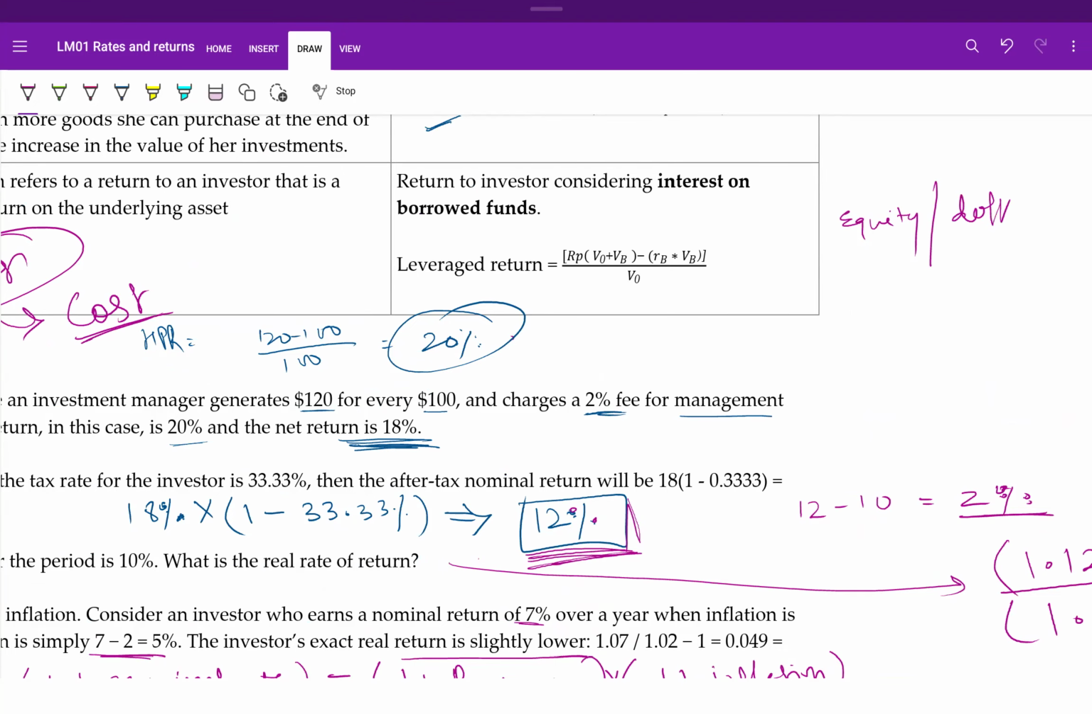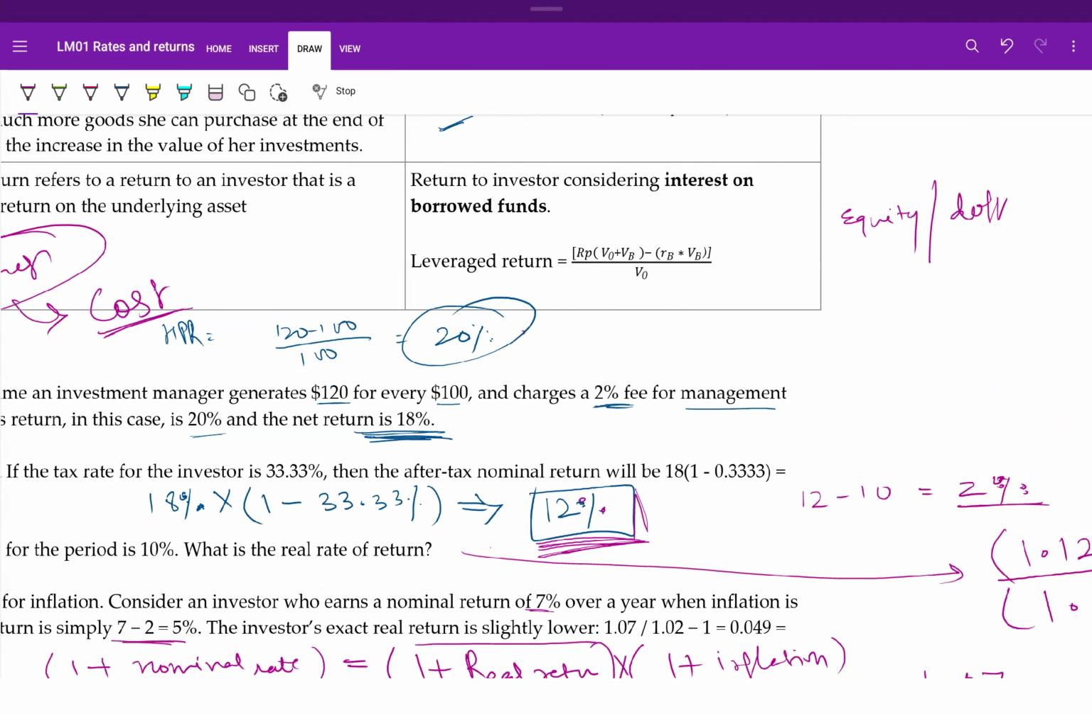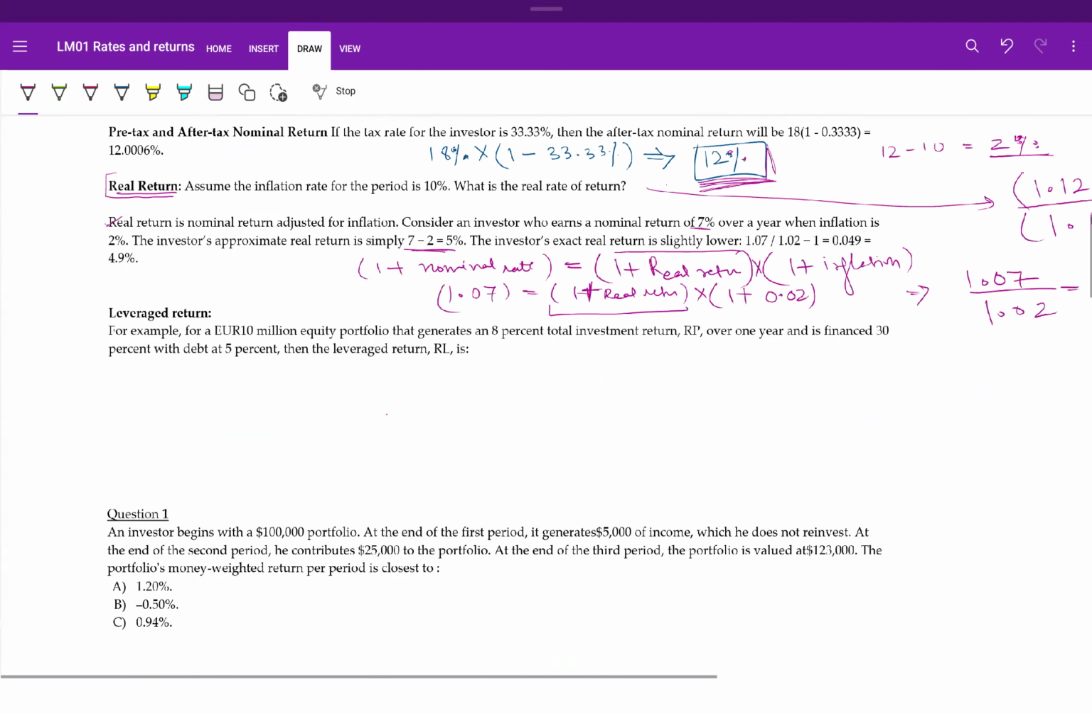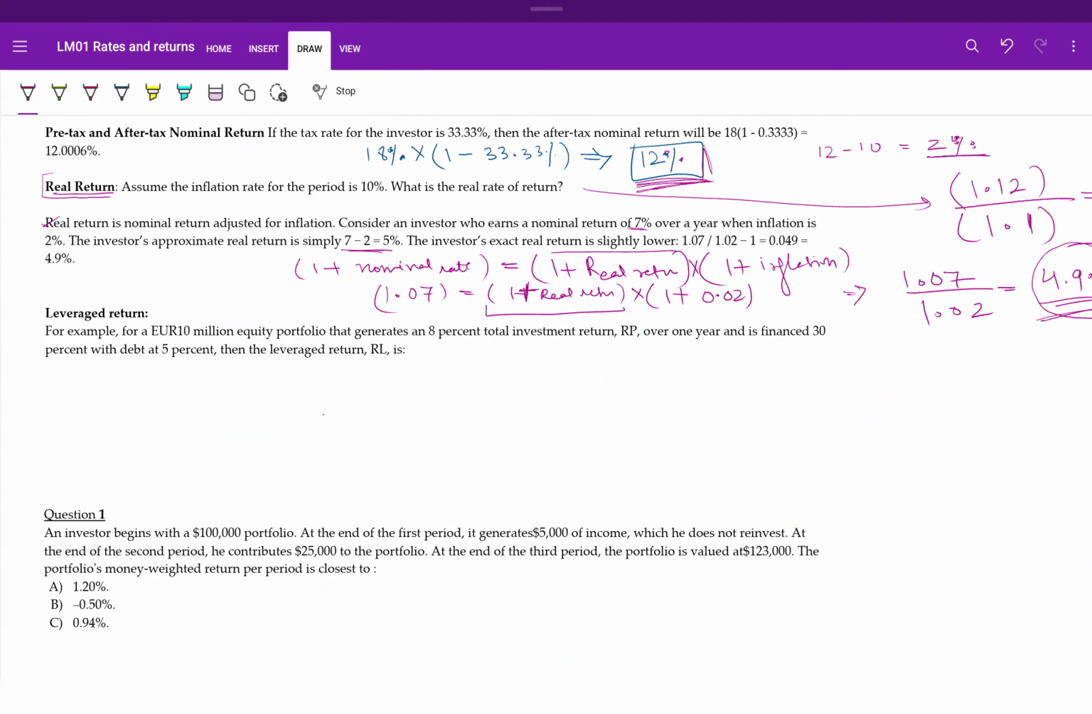So let's do an example here. Let's say there is an equity portfolio of 10 million euros, and it's financed by 30% debt. So 70% is equity here, and 30%, which means 3 million, is debt.